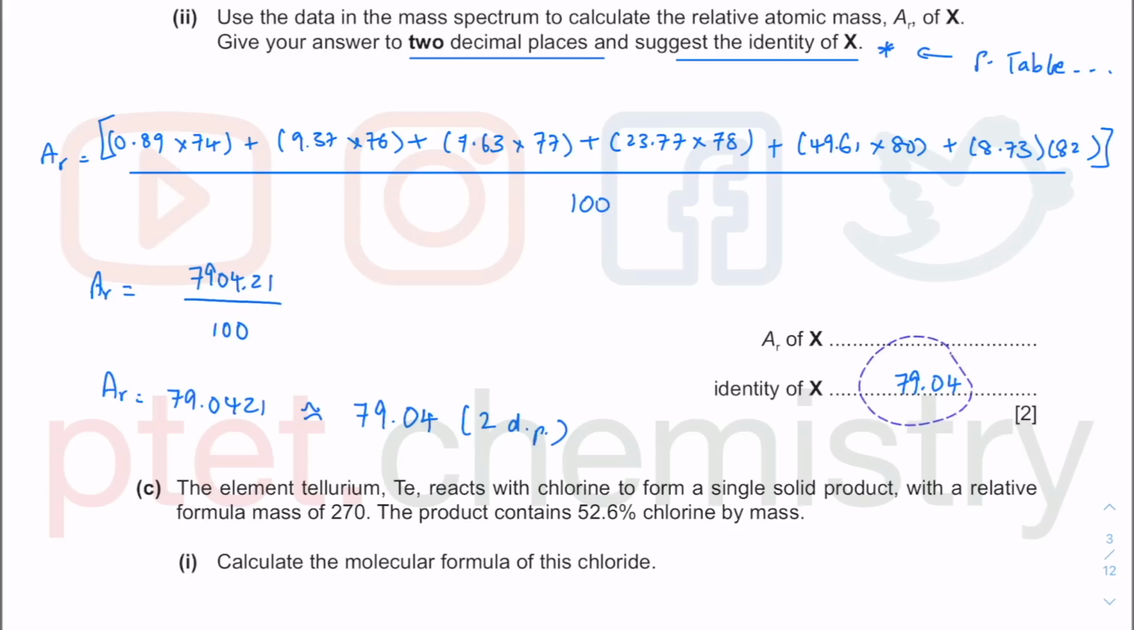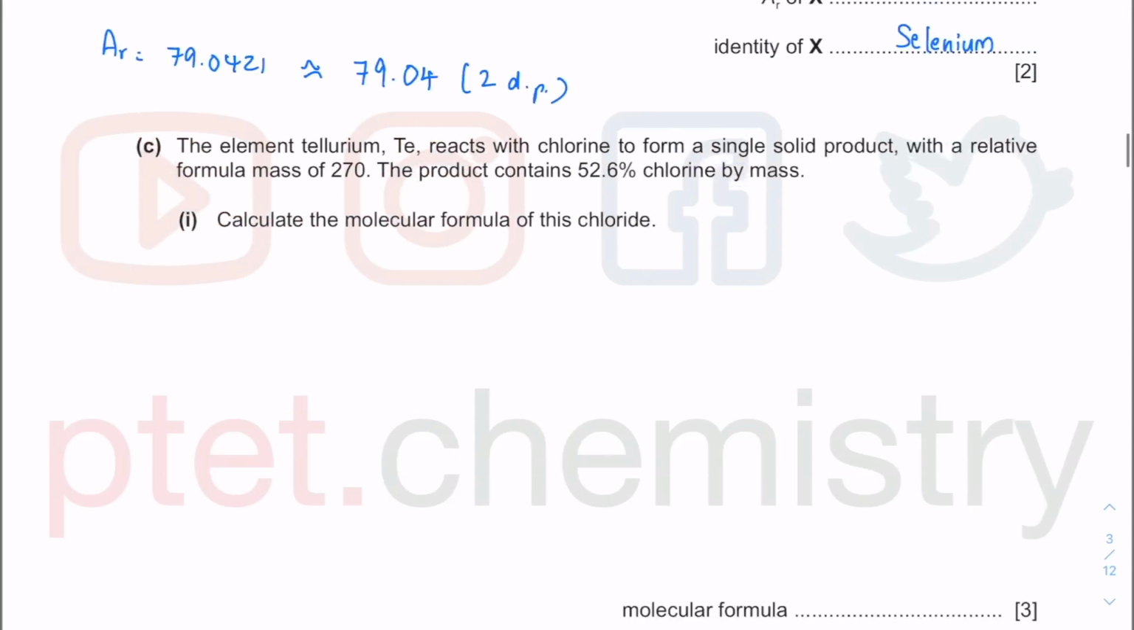Oops, that should be the Ar value. So straight onto your data booklet and have a look in your periodic table. So 79, look for the mass number. So 79.0, that looks to be the element selenium. So selenium on my A-level periodic table has a relative atomic mass of 79.0, stated in the periodic table there.